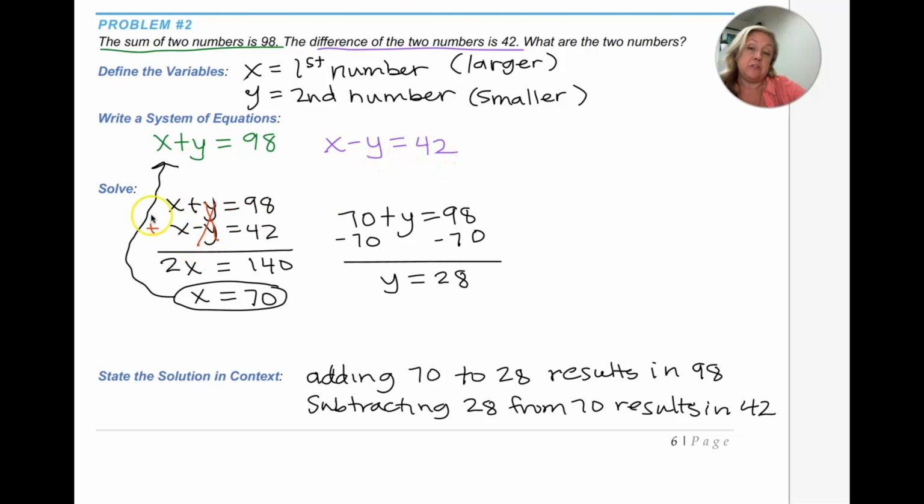And then I decided to solve these using the elimination method. When I did that, I came out with x equals 70, and then I substituted 70 back into my first equation there to solve for y. And when I solved for y, I came out with 28. So 70 and 28 are the two numbers that I'm looking for that will add to be 98, and when I subtract will result in 42.